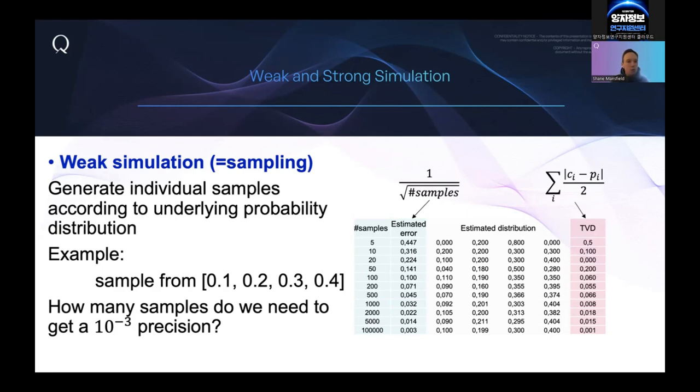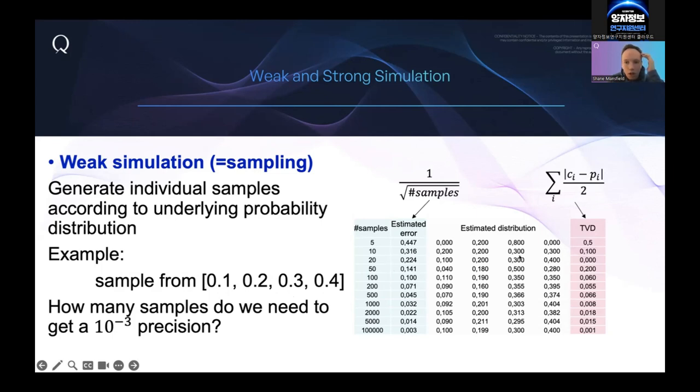And indeed, it's possible to do a little bit better on weak simulation, or to simulate higher numbers of photons and higher numbers of modes than it would be with strong simulation. An example of what we're talking about with sampling: here's a sample probability distribution. We have four events, and we give them probabilities 0.1, 0.2, 0.3, and 0.4. And we can do a little bit of numerics to see what happens.